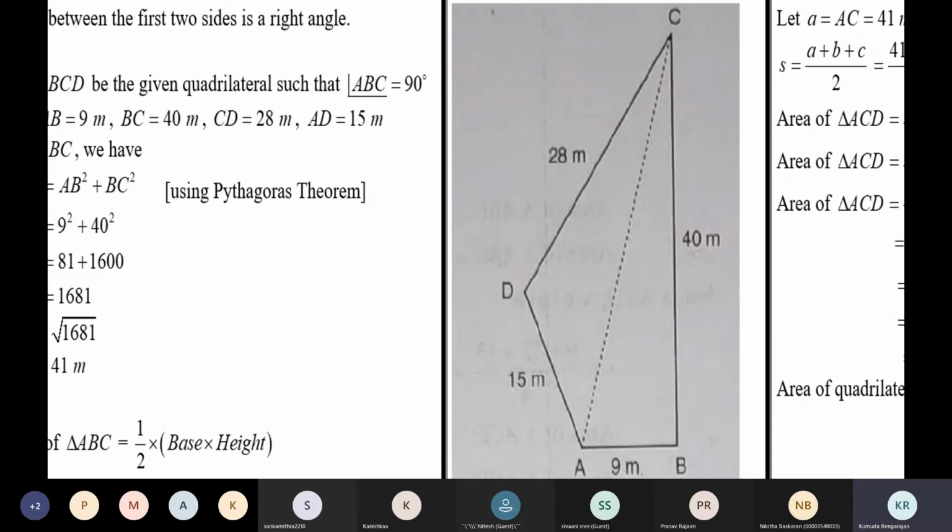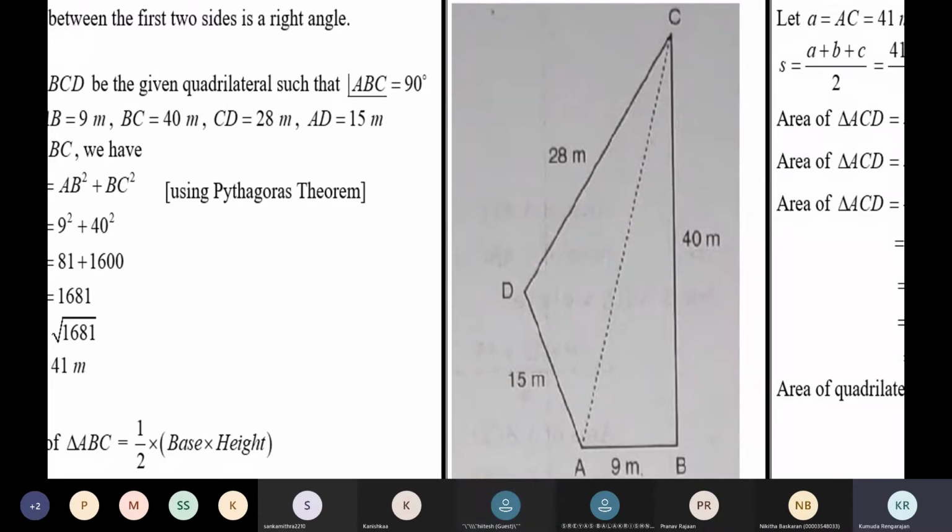How do we find the area of triangle ABC? Pythagoras theorem. Ma'am, hypotenuse equal to base plus height. Children, relax. I just want you to tell me how to find the area of triangle ABC. Base into height, ma'am. Maybe we have to use Pythagoras theorem later, but now my question is, how do we find the area of triangle ABC? Half into base into height, ma'am.